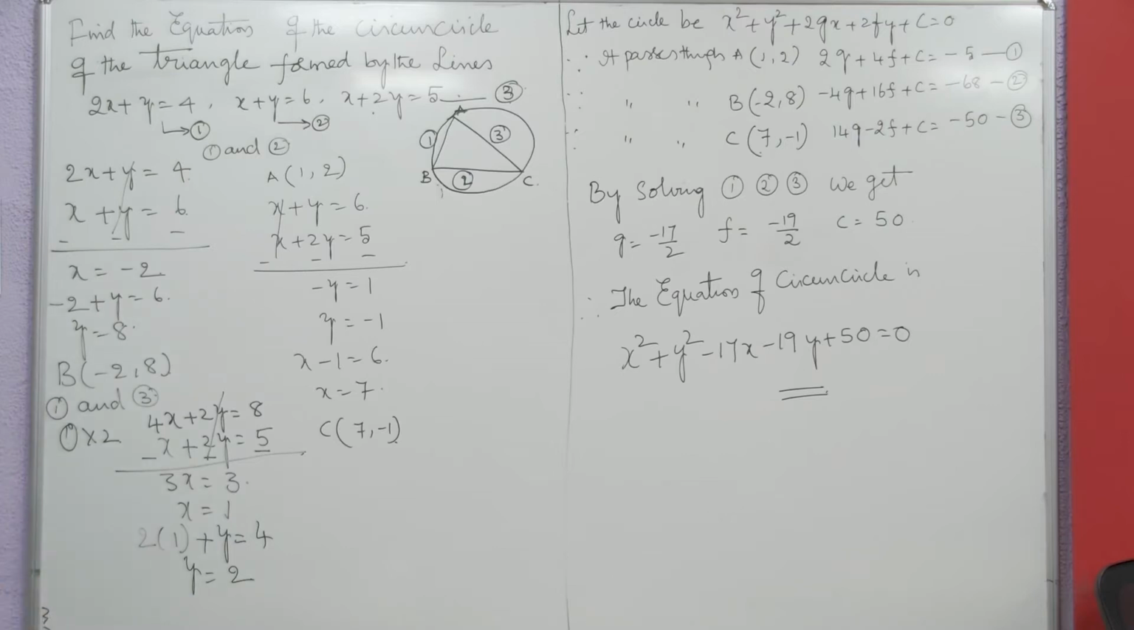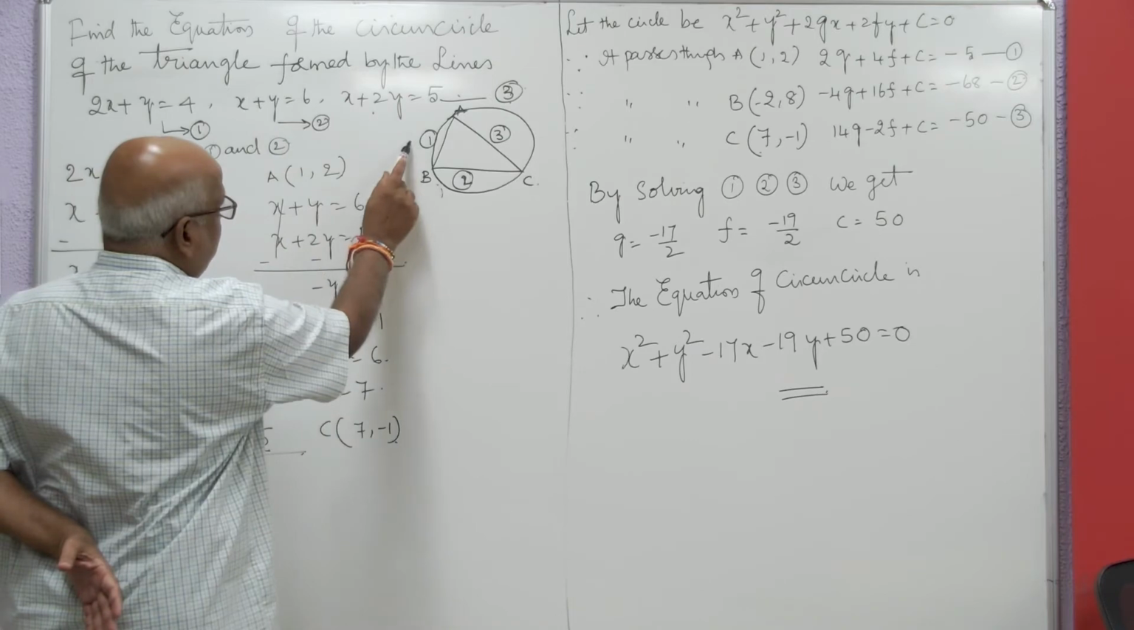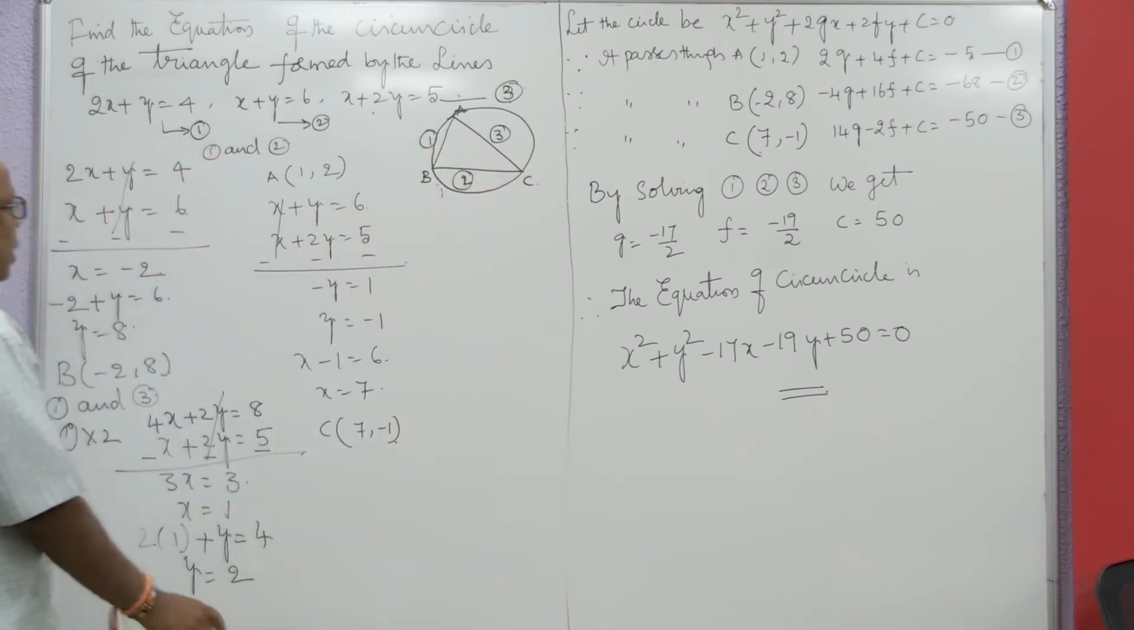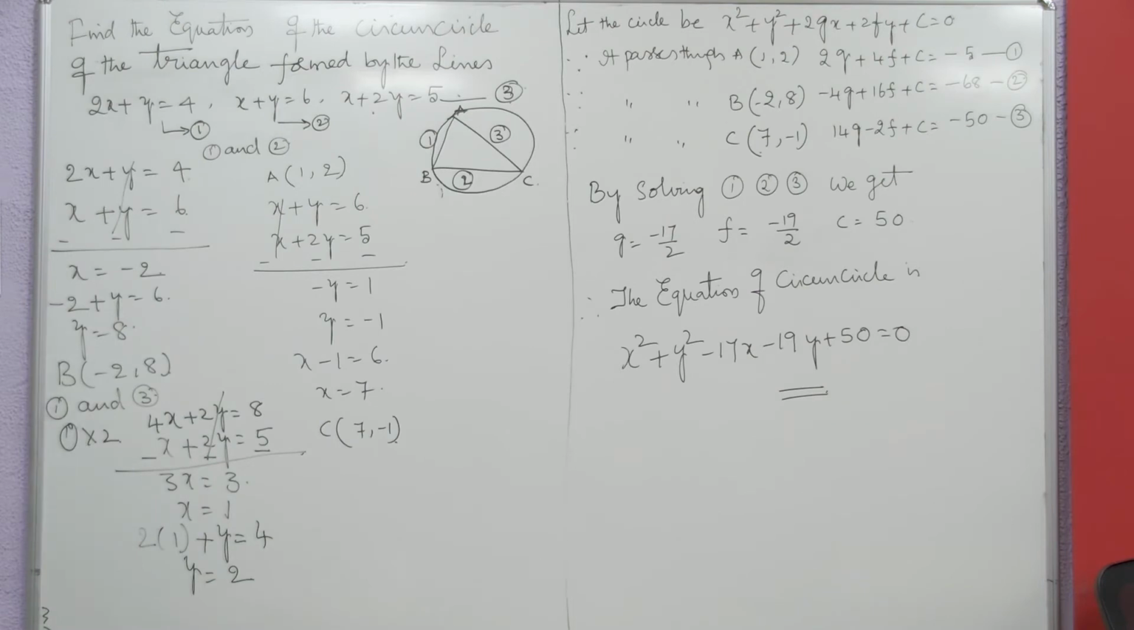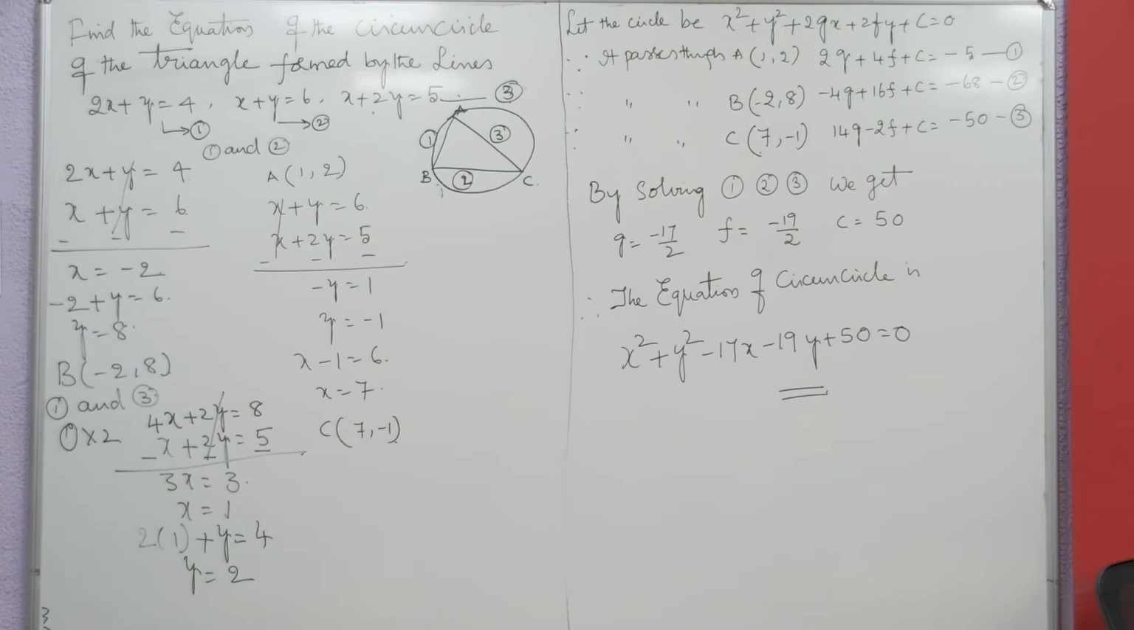Find the equation of the circumcircle of the triangle formed by the lines 2x plus y equal to 4, x plus y equal to 6 and x plus 2y equal to 5. This is the triangle. Equations 1, 2, 3 are represented by AB, BC, AC. By solving 1 and 2 first, we will get B coordinates as minus 2, 8.